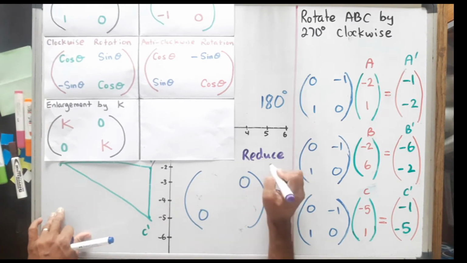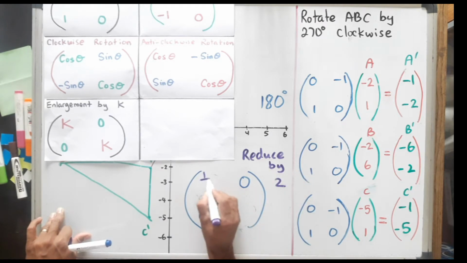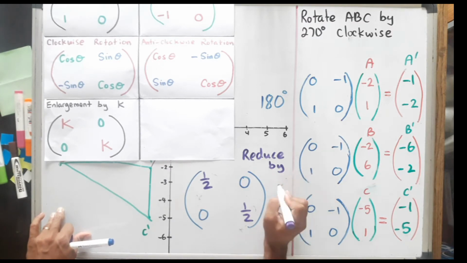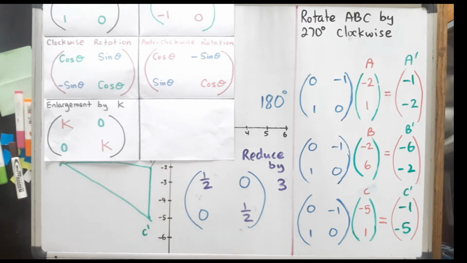But if they told you to reduce it by 2, all you have to do is replace the k with a half, not a 2. So if they told you to reduce it by 3, you would replace the k's with 1/3 and 1/3.